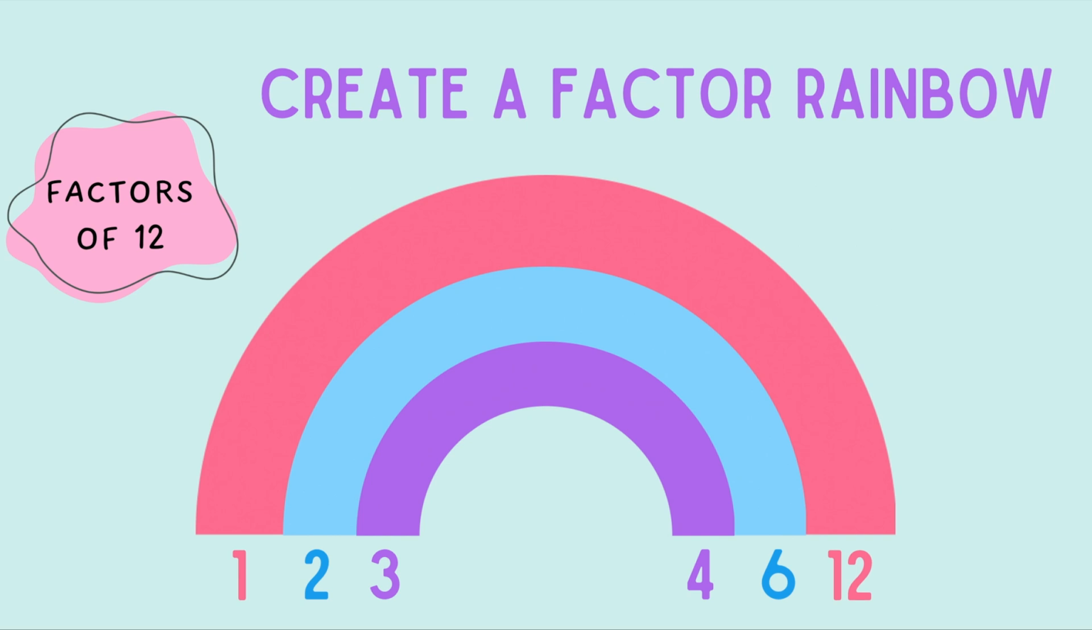Something I like to do when I'm discovering factors for a number is to create a factor rainbow. So if you're asked to find the factors of 12, you can create a rainbow to determine what these factors are. The outside part of our rainbow, the pink arch, shows me that if I multiply 1 times 12, I get 12. The middle arch, the blue one, shows me 2 multiplied by 6 gives me 12, making 2 and 6 factors of 12. And lastly, we have 3 and 4. Those are my last two factors of 12, and they're pretty close to each other on the number line, so I can't continue to go any further.